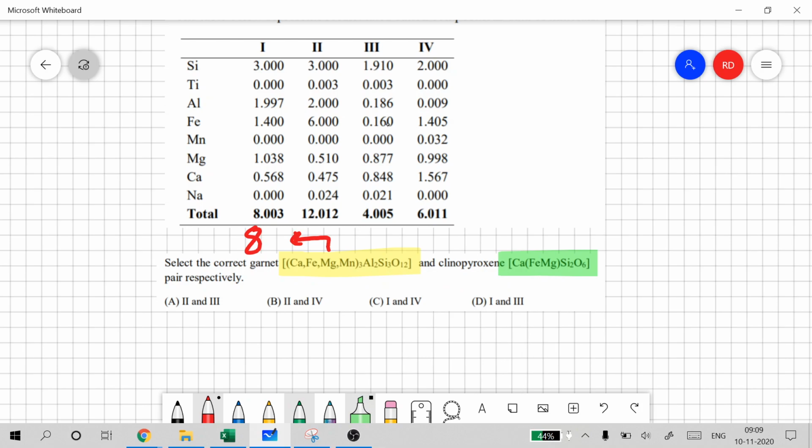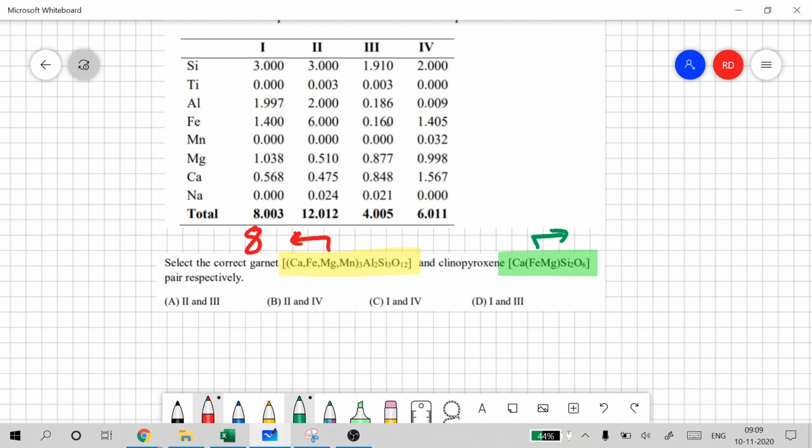What about the second one? This one. 4 or 6? 1, 2, 3. So you have one Ca, one Fe, one Mg, and two Si. Actually, because Fe and Mg are written in a bracket, what does that mean? They are actually one combined.